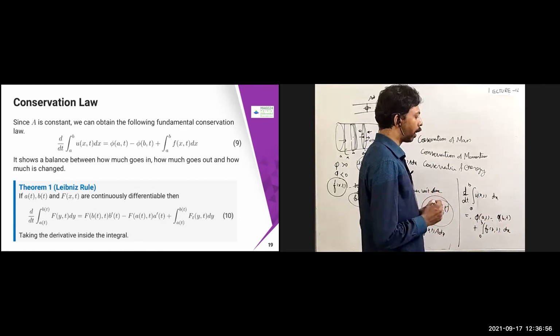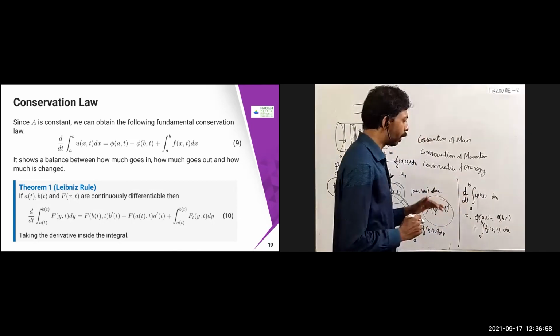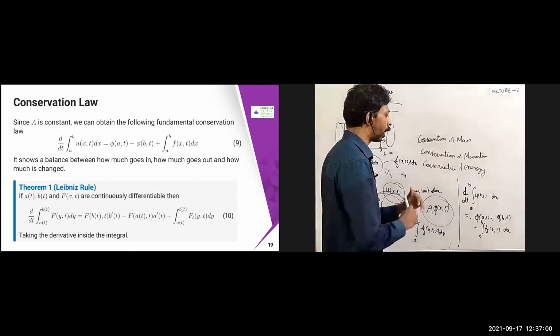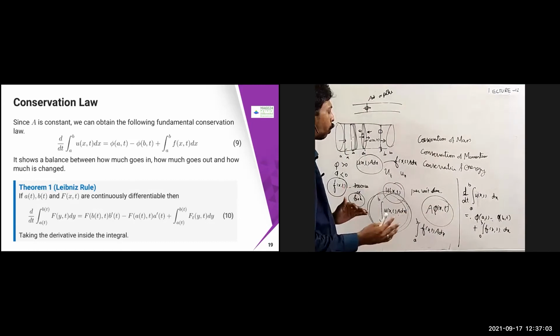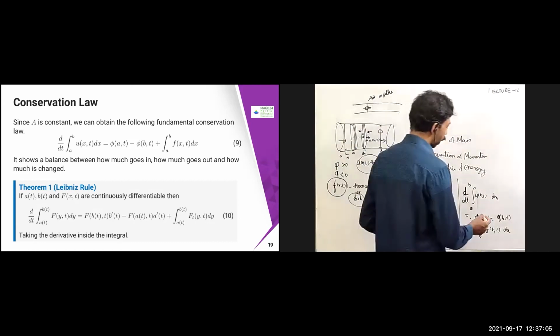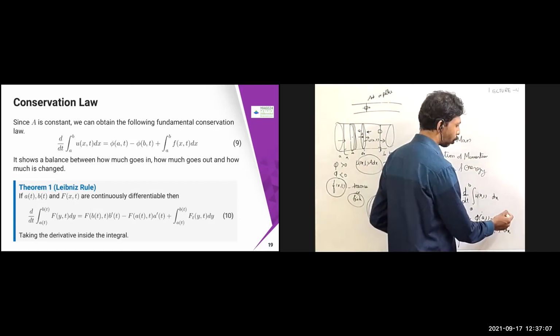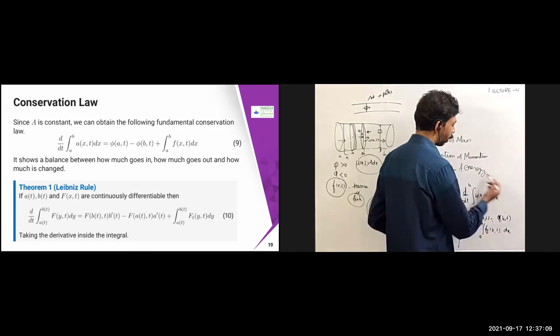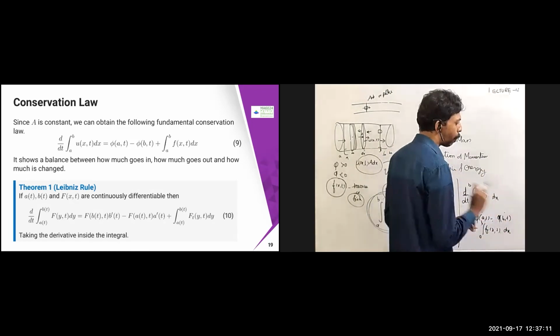What it is saying is that it shows the balance between how much goes in and how much goes out, and how much is changed. So this says how much goes in, this says how much goes out, and this says how much change does occur. So it is showing the balance between them.